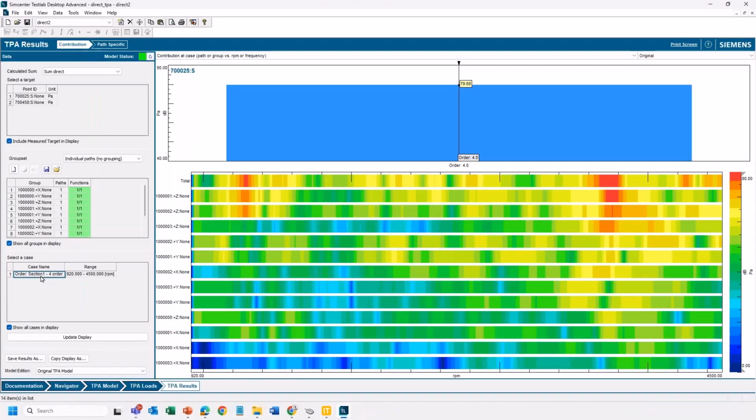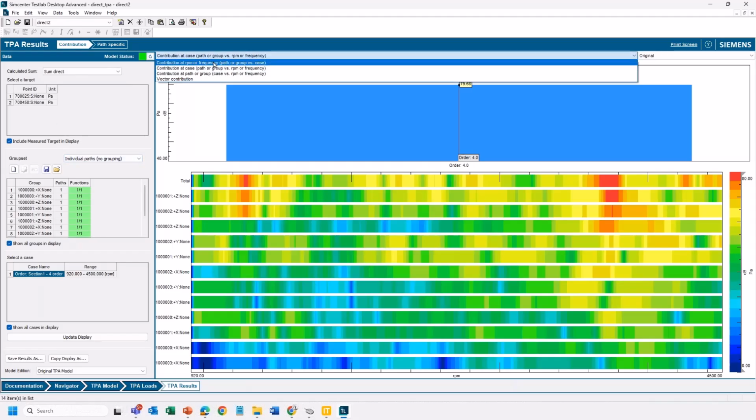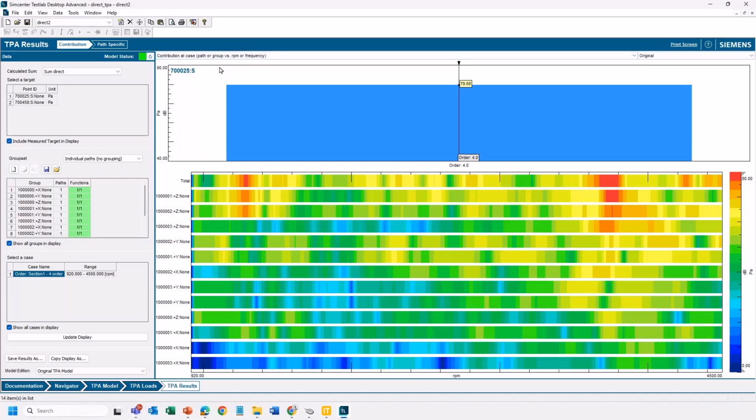Normally you come into this contribution display, you would update the display. There's a few ways of viewing this, but this one I think is interesting. So I got fourth order selected. I got my RPM down here, which goes from 920 RPM to 4,500 RPM. It's got the calculated total of all the paths here, and then it has the individual contributions of each path along the side here. 1,000,001 in the Z, 1,000,002 in the Z, 1,000,003 in the Z, etc.